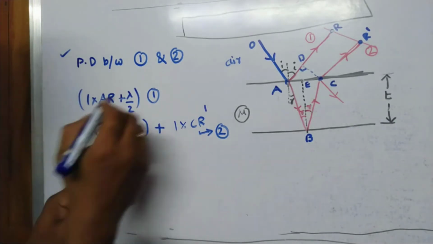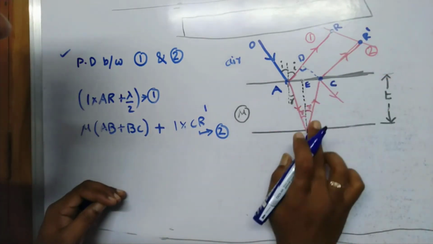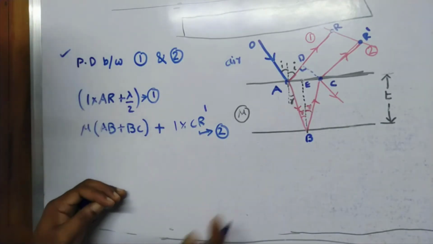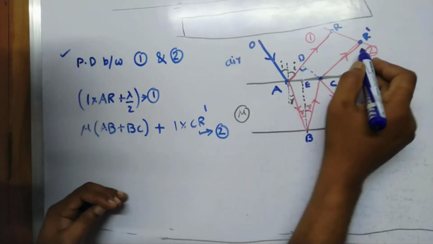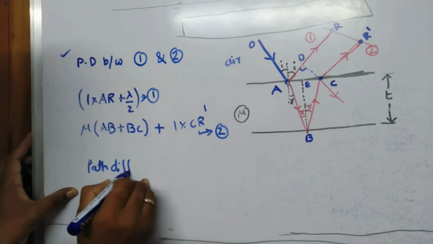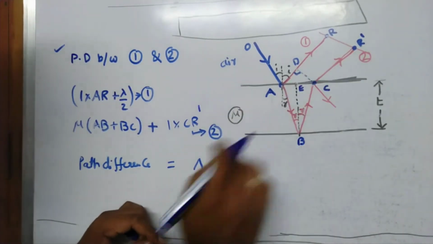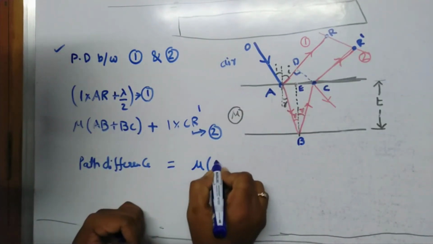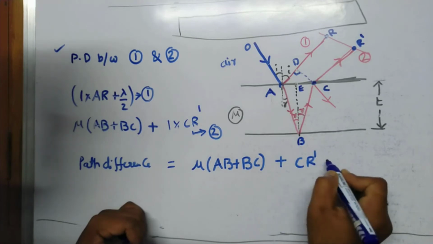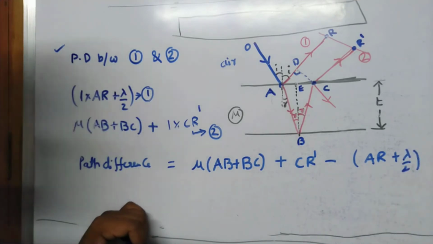So this is the path traveled by light ray 1. And the other one is not coming from outside, it is coming from inside. It is not a reflected ray, it is a transmitted ray. So this phase change is not applicable for this light ray. Now path difference is equal to ray 2 minus ray 1, that is mu into AB plus BC plus CR dash, minus AR plus lambda by 2. So this is the path difference.